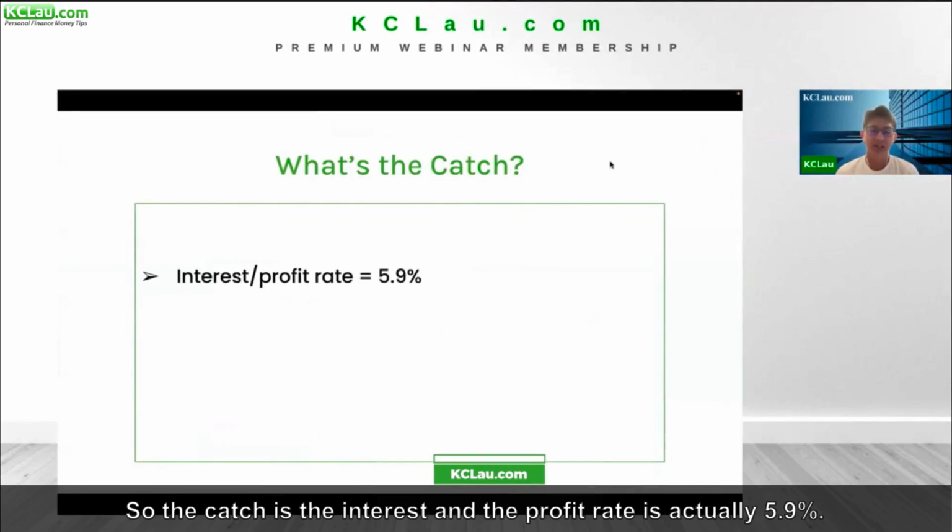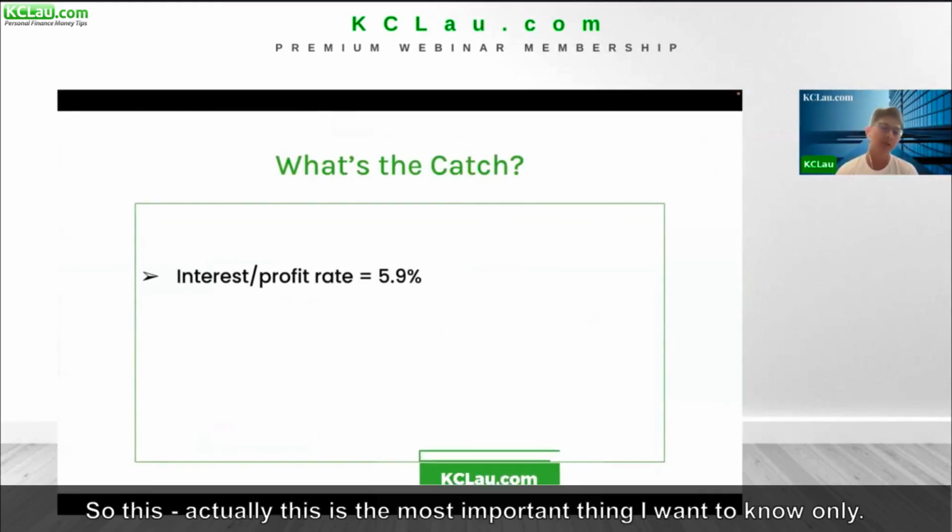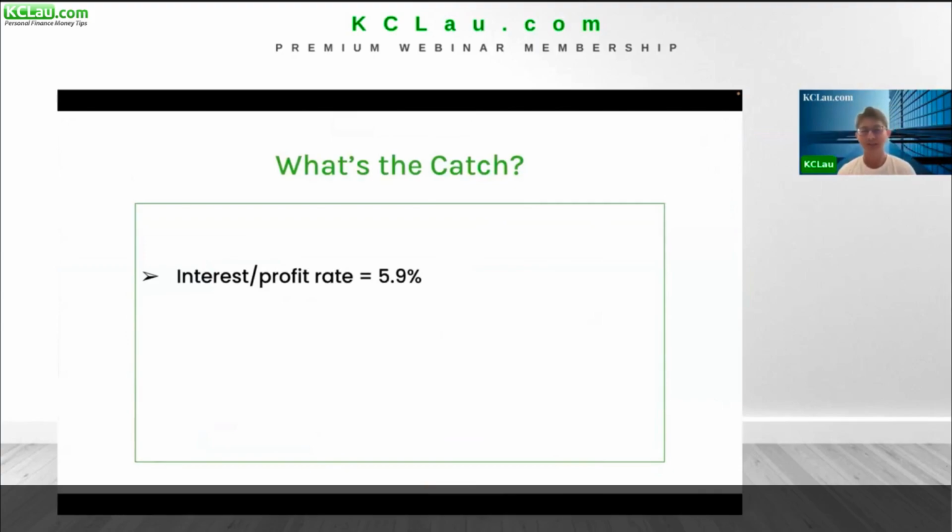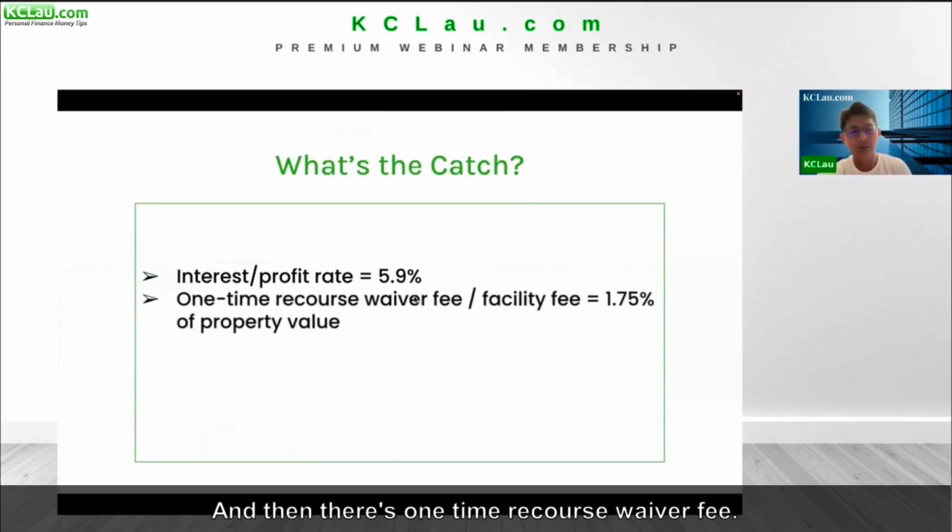So the catch is the interest and the profit rate is actually 5.9%. This is the most important thing I want to know. When I look at the reverse mortgage, I want to find, okay, what's the interest they charge? Oh, 5.9%. Okay. And then there's a one-time recourse waiver fee. This is a very long name, one-time recourse waiver fee, or you call it facility fee, which is 1.75% of the property value. So if it's 1 million, it will be 17,500, right?